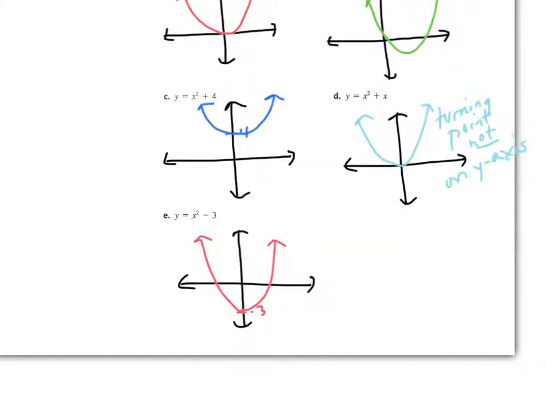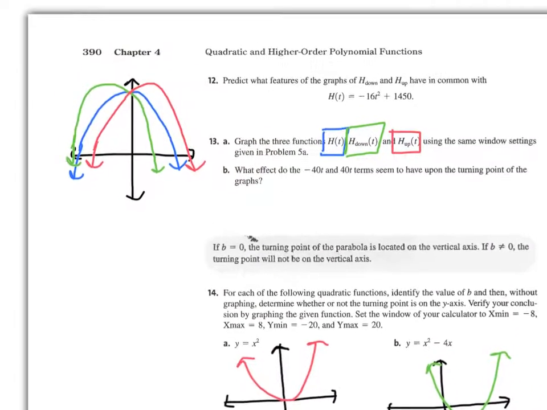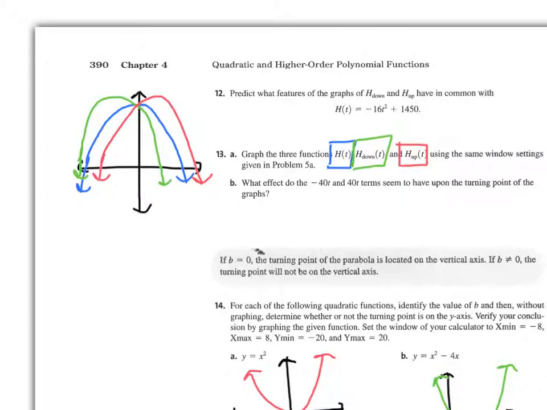Okay, I've done a couple before here. What I did was I graphed all three: the original one without a linear term, then the one that had a -40 linear term, and the one that had a +40 linear term. You can see from our three graphs, our original one is the blue one. And when I added a 40t and subtracted a 40t, this is what happens. It shifted my graph horizontally left and right.